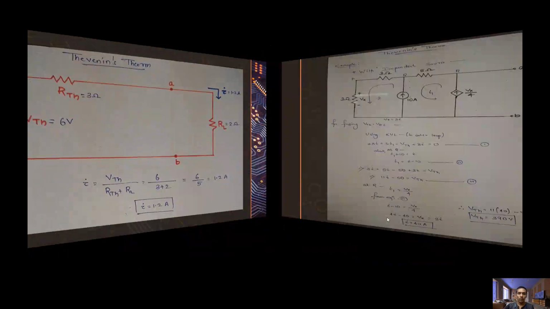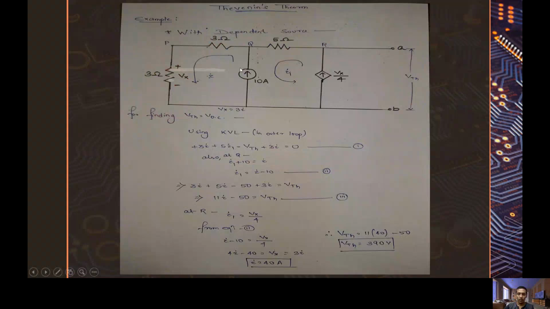Now we will be doing the Thevenin problem for dependent sources, meaning a circuit containing dependent sources. For this, I have taken this circuit, and for finding the Thevenin voltage, which is equal to the open circuit voltage, we will use KVL in the outer loop, which is this. For that, plus 3i plus 5i plus 3i minus V Thevenin minus 3i equals 0.